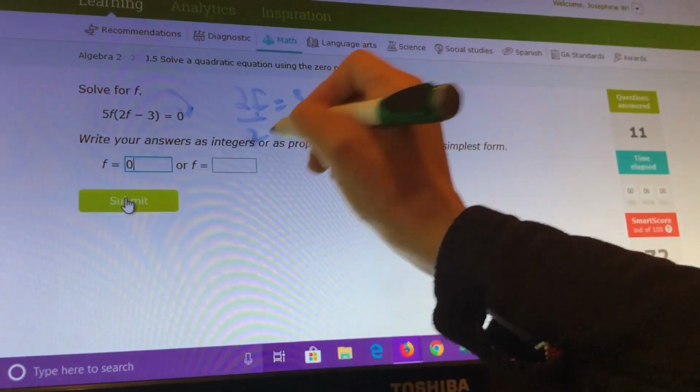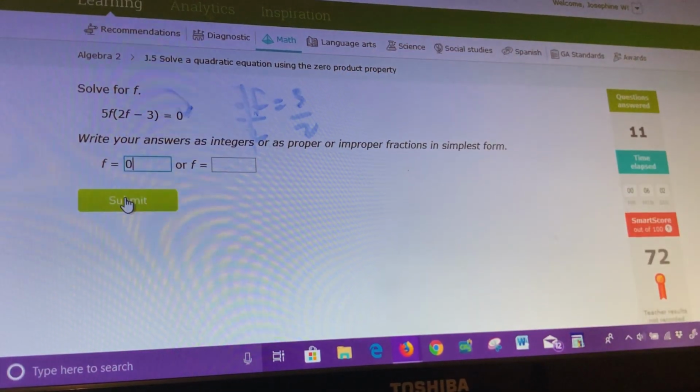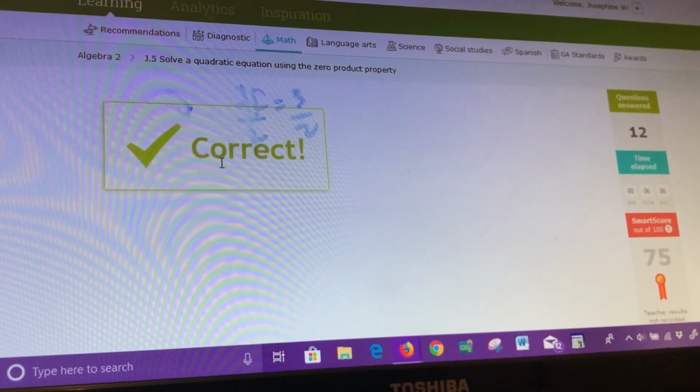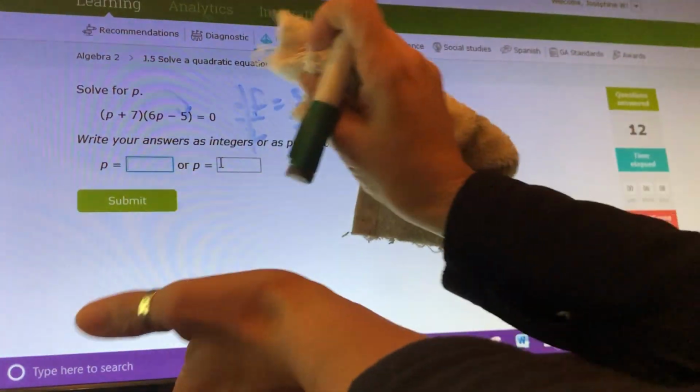And then you're going to get this next one, which is 2f minus 3. Take this to the other side. It's going to be what? 3. So 2f equals 3. Divide by 2. F is 3 over 2. Can I simplify that? Nope. So 3 over 2. Oh, I put a period in it. Still let me get it correct.